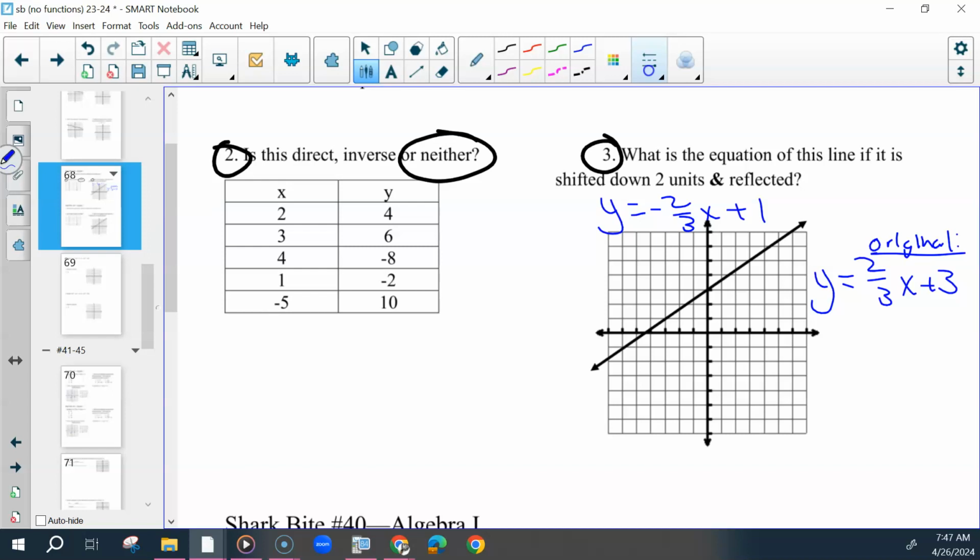Questions about that? If it's reflected, we're going to have negative reflected. So that only affects the slope. Reflected affects the slope.